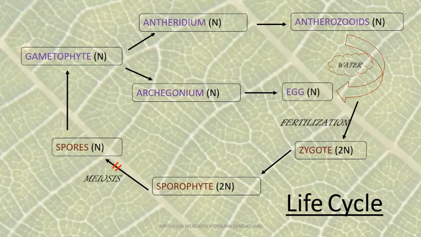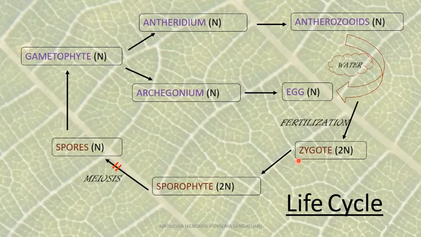Let's start with the gametophyte, because gametophyte here is the main plant body. So gametophyte will produce the male sex organ or the antheridium and the female sex organ, that is archegonium. Gametophyte is haploid, so these two organs are also haploid. The antheridium will produce the male gamete or anthrozoids, which are haploid, and the archegonium will produce the egg. Anthrozoids will reach the egg with the help of water, and fertilization will occur to form a diploid zygote, and thus the diploid stage of life cycle starts.